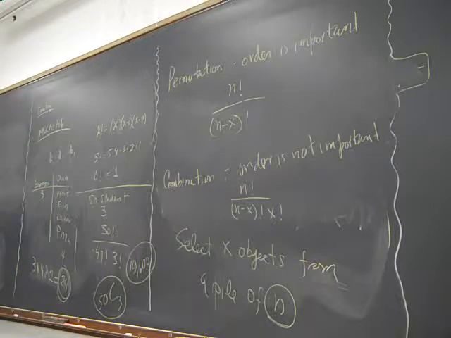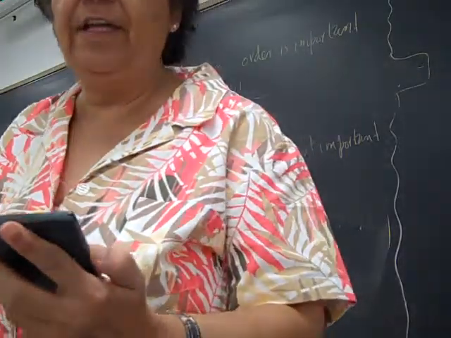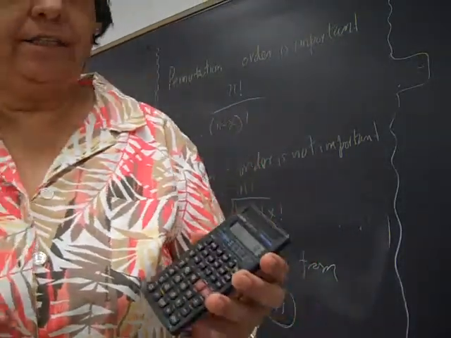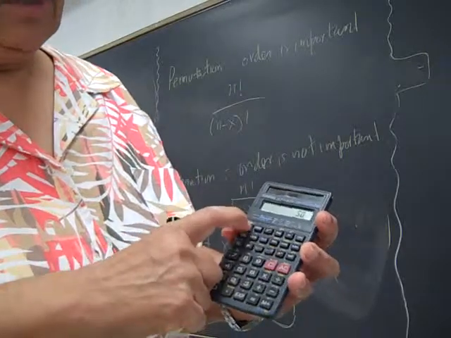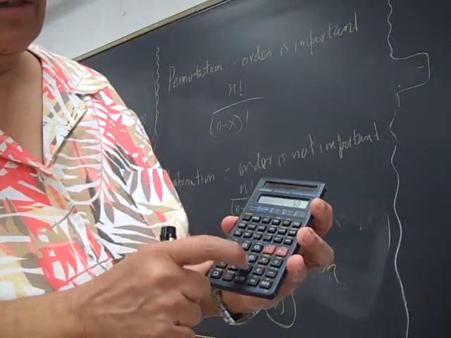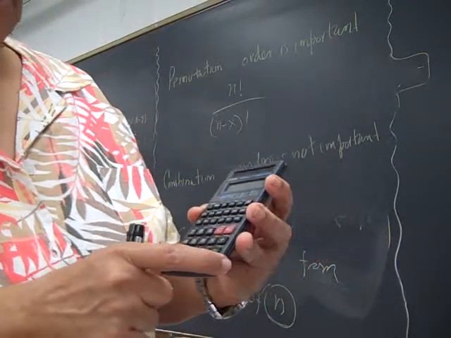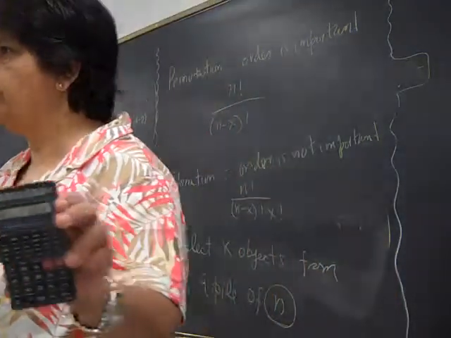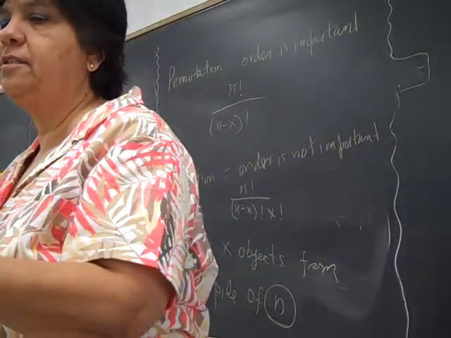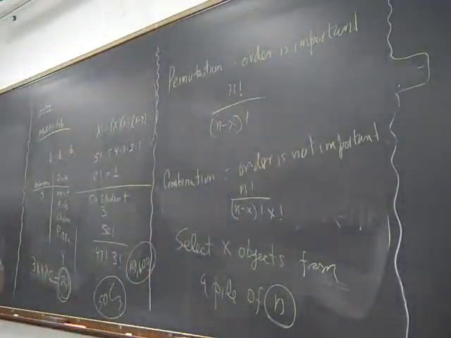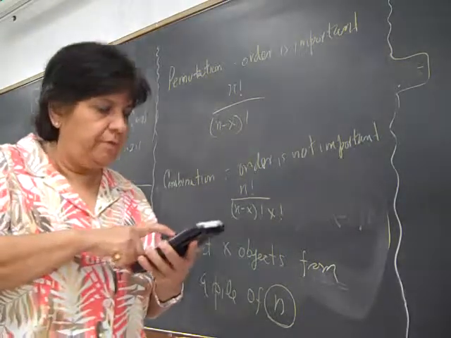If you have a non-fancy calculator like the one I have, the FX 260, it's nothing but 50, shift, combination over here, 3, enter, and it's the same 19,600. So in this FX 260 you have the same function. And for permutation it's exactly the same.